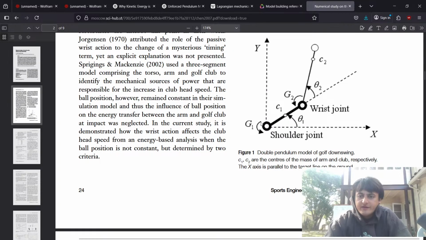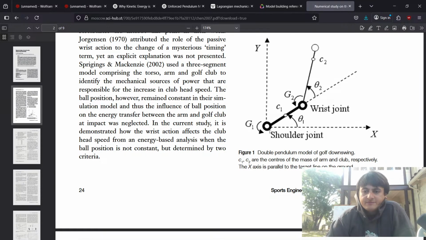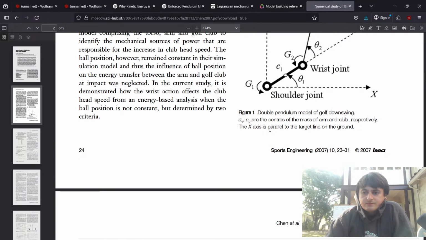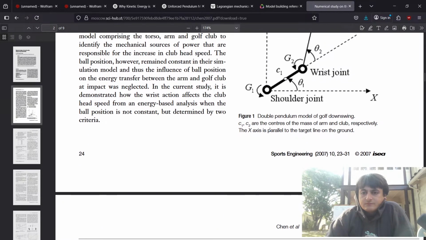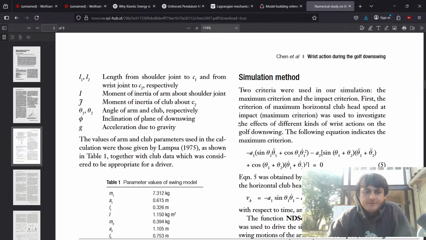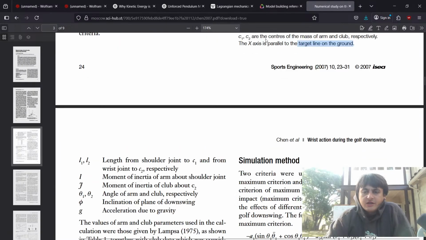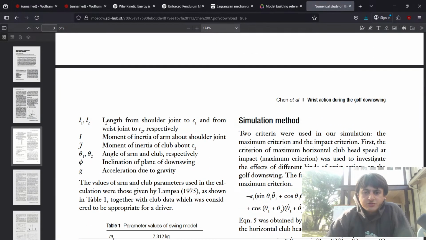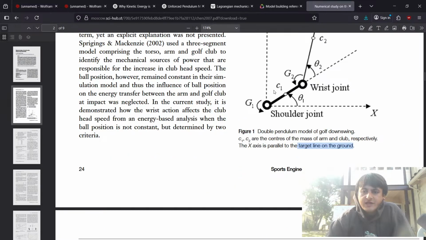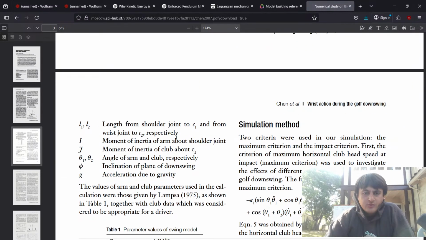I don't really get why they did it like this. Yeah, how you can see it, if you're looking from above, maybe. What is the target line? Okay, hold on. Length of arm and club, length from shoulder joint to C1. Oh, yeah, okay, moment, okay.